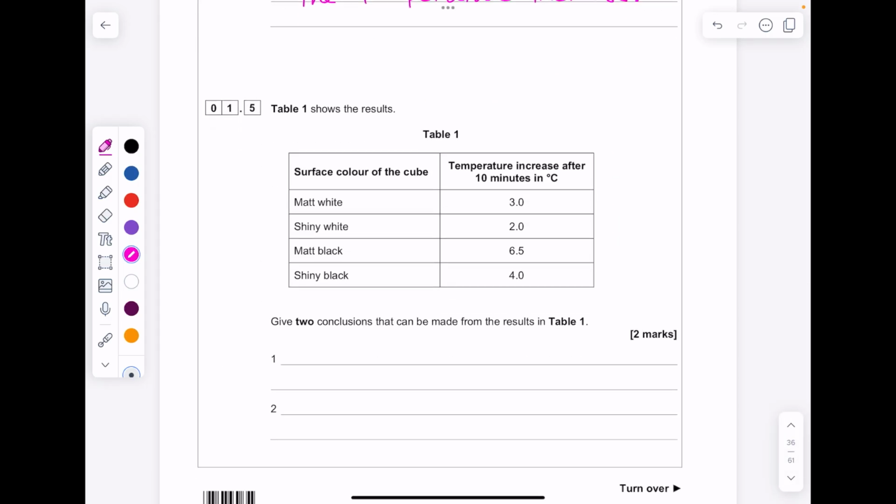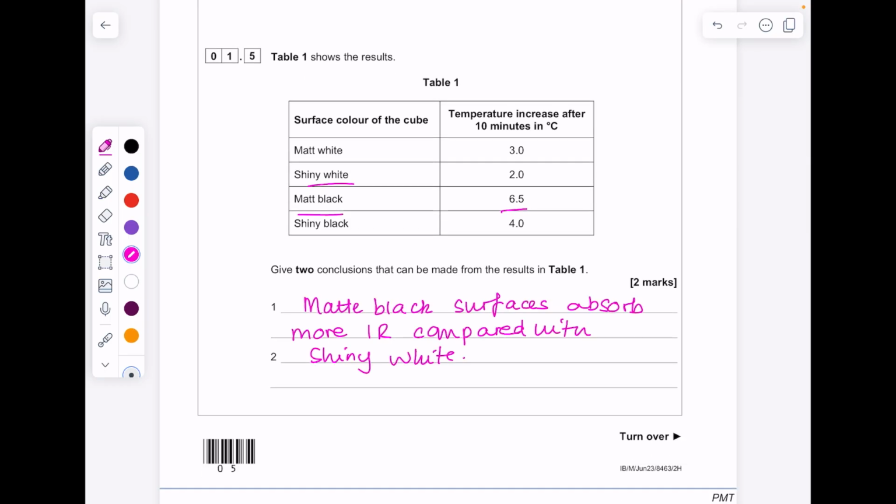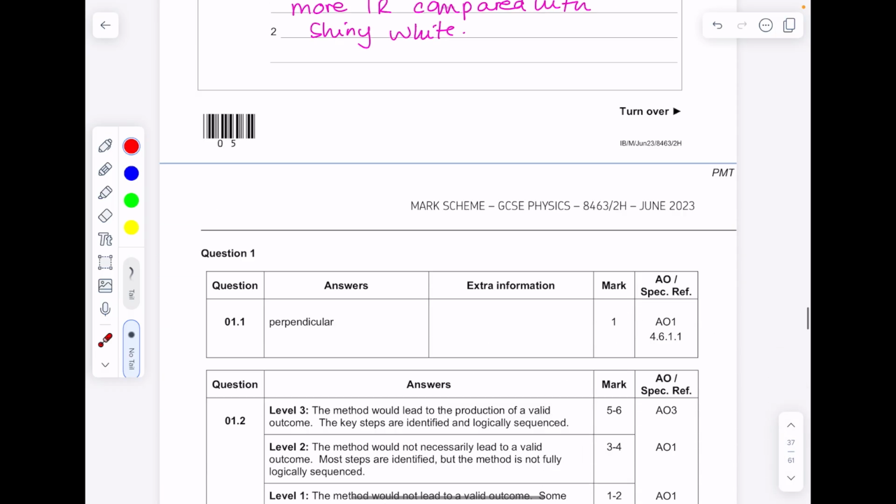Table 1 shows the results. Give 2 conclusions that can be made from the results. So we can see that the greatest temperature increase has occurred with the matte black. The lowest temperature increase has occurred with the shiny white. So I've made the conclusion that matte black surfaces absorb more infrared radiation compared with shiny white, and that's responsible for the greater temperature increase we can see compared with the lower temperature increase with the shiny white. And actually I've written 2 points there, so that will get me 2 marks.